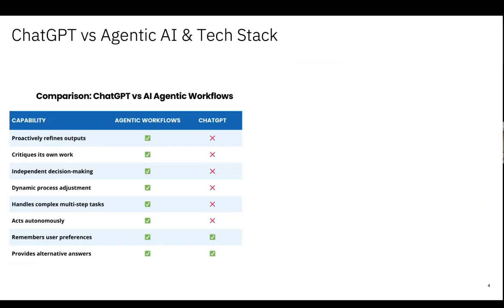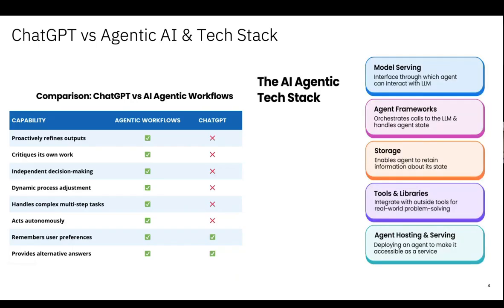Okay. So again, I hope the previous talk already covered why agentic AI is not the same as large language models or ChatGPT. At a high level, agentic workflows or agentic AI can think on its own, can critique its own work, can make decisions independently, and it can adjust its own work to improve its output or improve its answers, and it can act autonomously. ChatGPT, on the other hand, or other chatbots, does not do all of the things that are part of agent workflows, right?